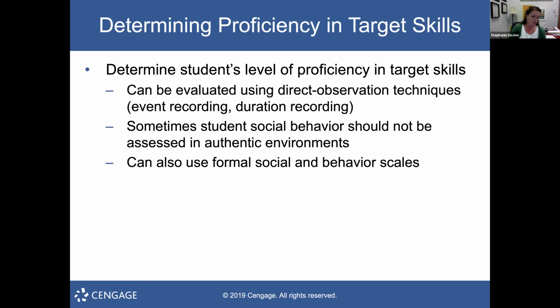You can also use formal social and behavior scales. Your text lists some. Also, I wanted to mention table 7.2 in your text does break down the steps to assessing social skills using direct observation. So please use those steps in this process in your data collection and your observation for your case study. Table 7.3 has a list of those formal social and behavior skills. If you are not currently using anything, those are good resources for you as well.